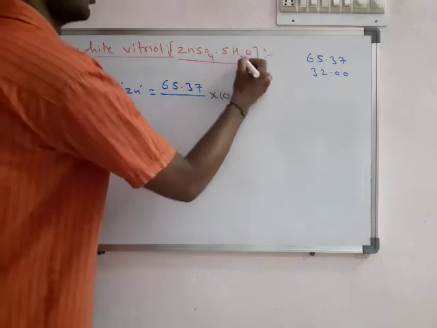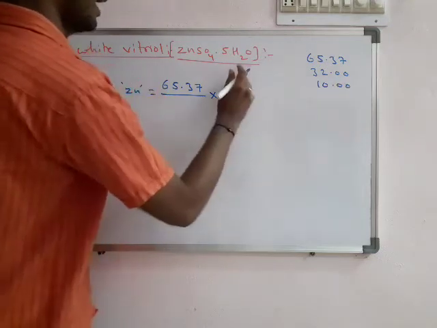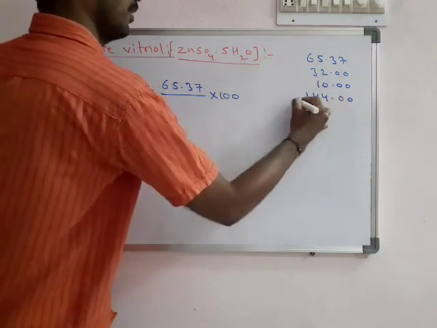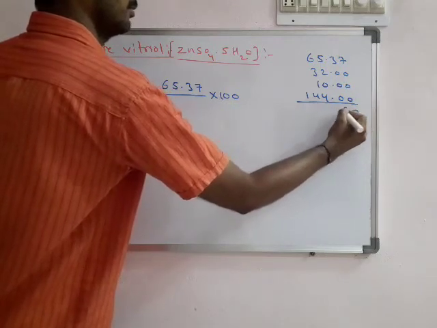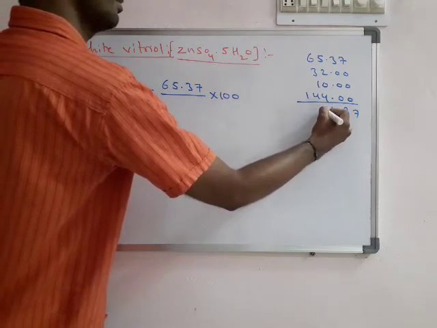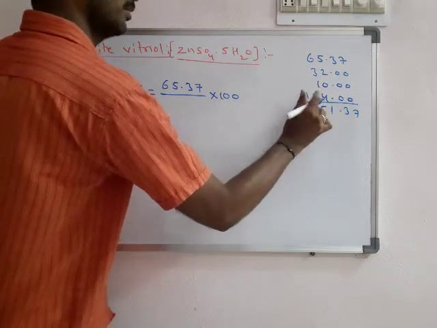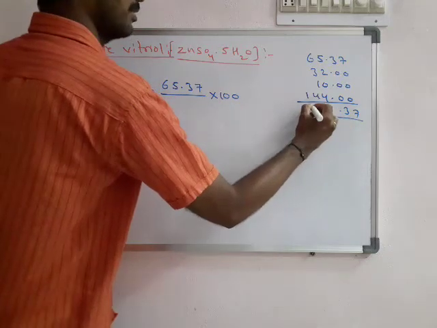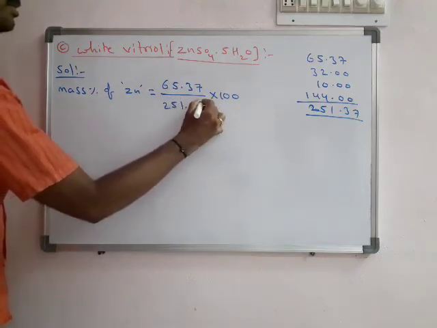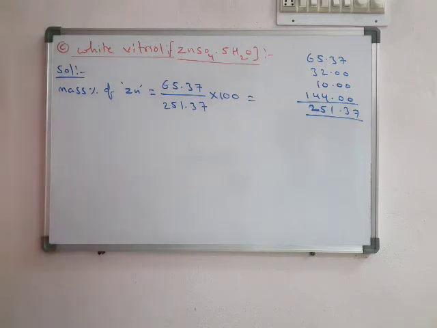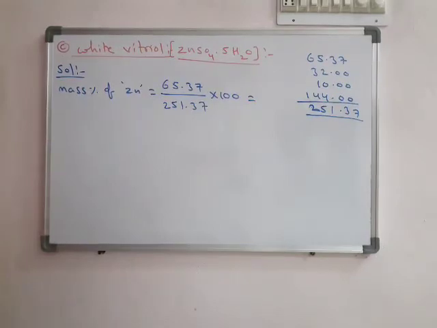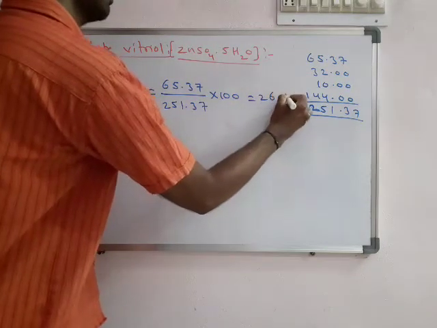How many hydrogens are there? There are 10 hydrogens. Next, how many oxygens are there? 9, 9 means already we have done. So 144 on this total calculation. 4, 11, 5, 6, 12, 15. It is 251.37. So the calculation of molecular weight is also very important. That is 251.37. On this further calculation we will get 26%.